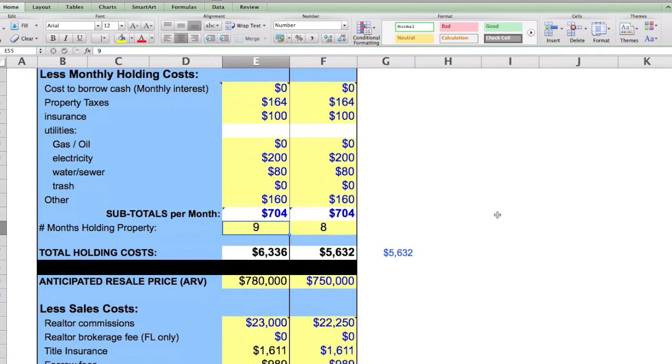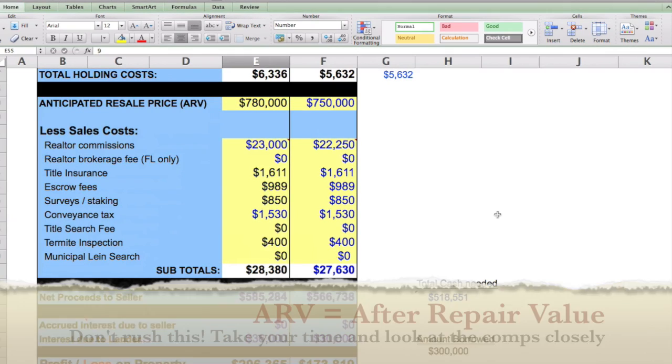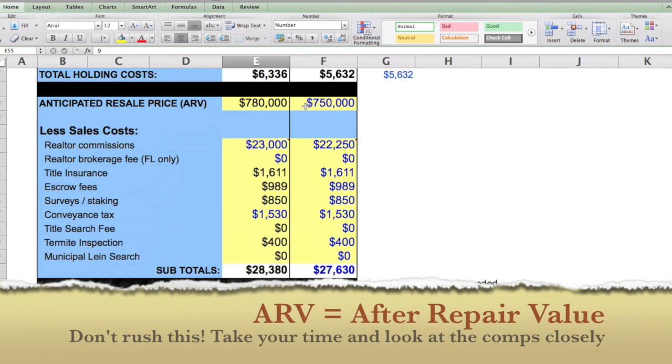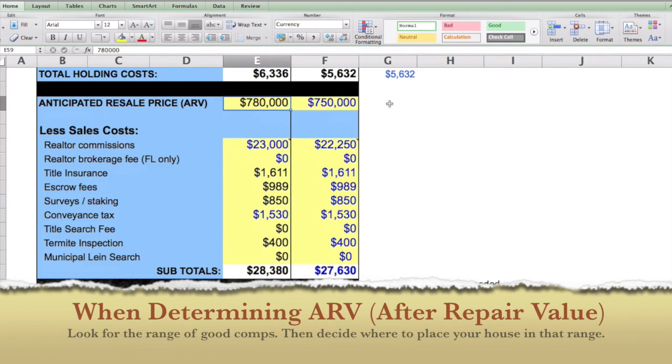Okay, so now we're going to move down from monthly holding costs and go into the next section. This is our anticipated resale price, also known as our after repair value. So the number here that you're going to arrive at, here you see I have 780. I run an alternate if we don't get the price that we expect. This is based on a thorough evaluation of comparables. You've looked at comparable sales by the time you plug this in. And actually, this is one of the most important numbers that you're going to plug into the entire spreadsheet. This is one of your most important inputs.